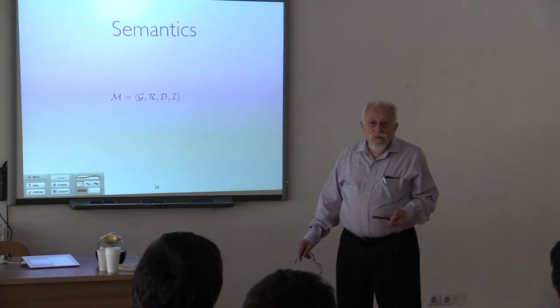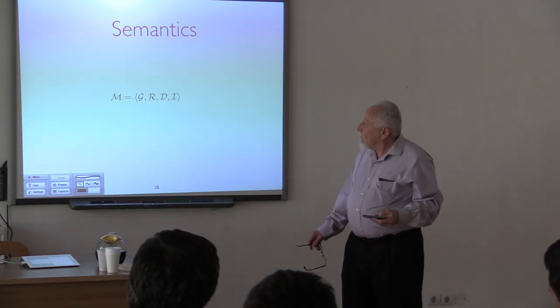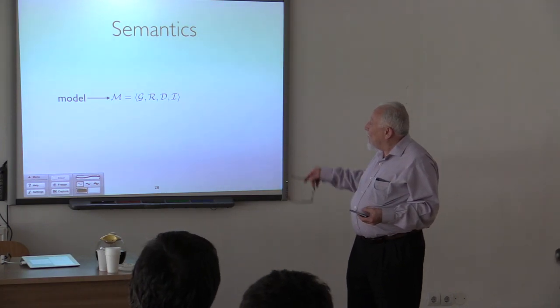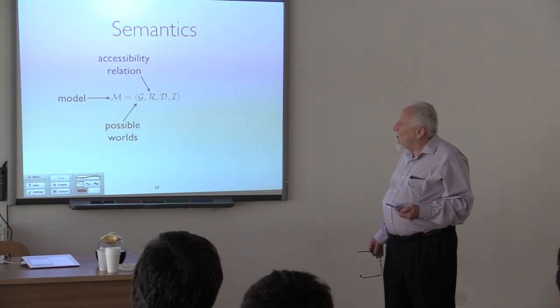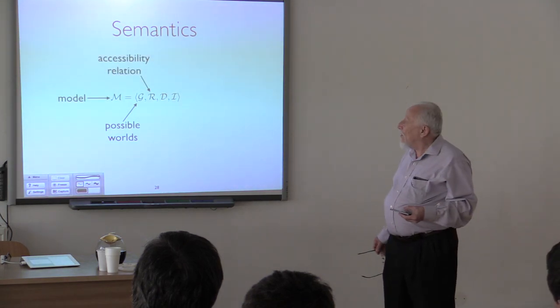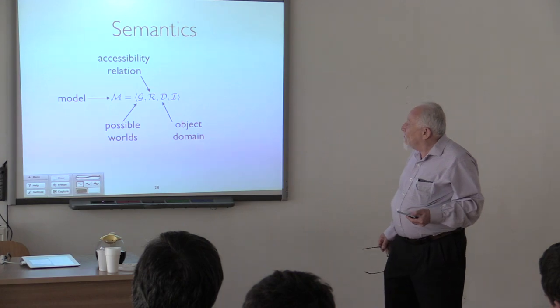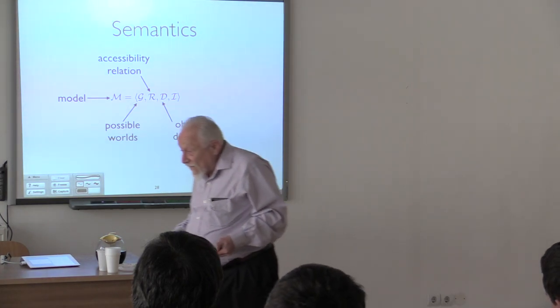I assume you're all familiar with Kripke semantics. All right, so this is a model. This is going to be the set of possible worlds. This will be the accessibility relation in the usual way. And this will be an object domain.